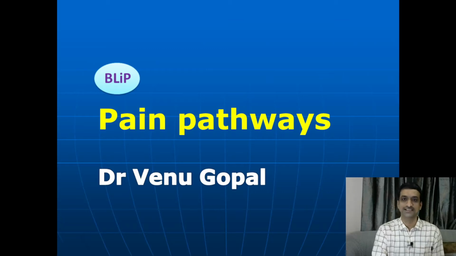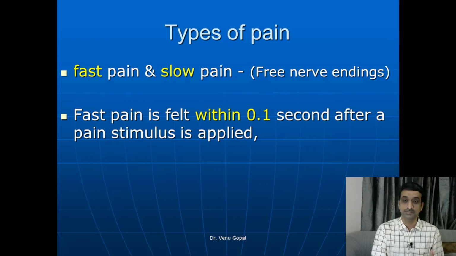Hi, today's blip is on pain pathways. It is one of the ascending pathways. We'll see how it can be traced easily in the paper so that you can get the maximum in terms of marks. So there are two types of pain to start with: fast pain and slow pain.